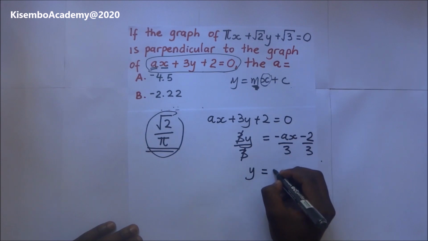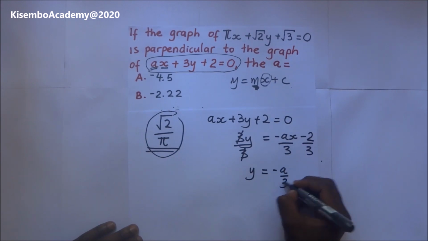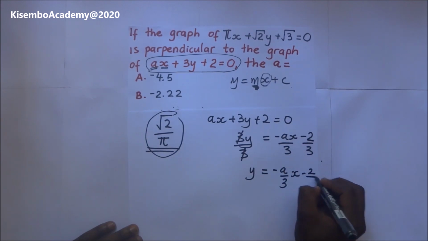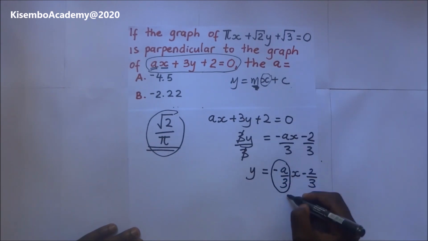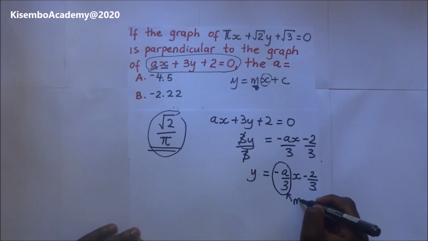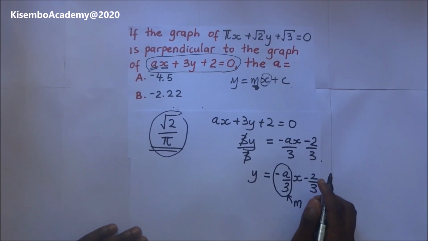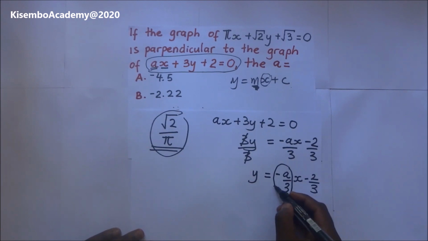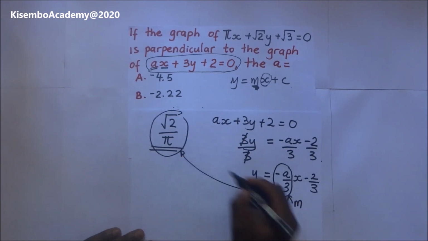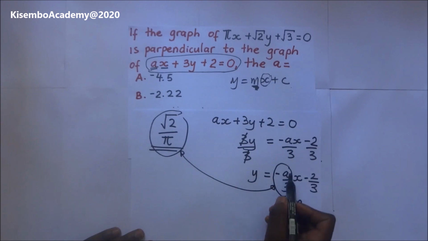Our value of y becomes negative a over 3 x minus 2/3. So this is our value of m, the gradient. So what happens is that we compare this to that, we equate the two since they are the same to get the value of a.